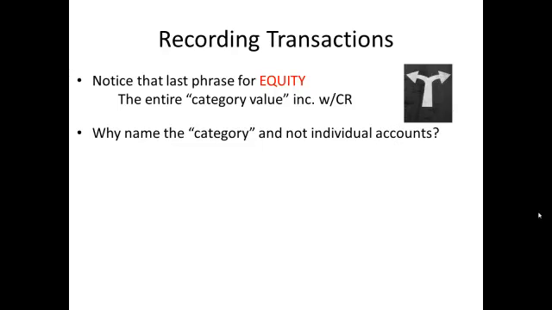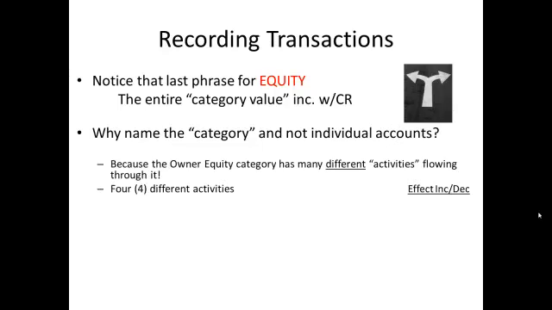Now again, notice that the last phrase for equity, I use the term intentionally, category value increases with credits. Why did I use the word category, not individual accounts? Simply because the owner equity category has different activities flowing through it. We track 4 different activities under the owner equity category. 4 distinct activities. First of all, we track owner investments. We increase the owner capital account directly. If the owner invests cash on the left-hand side, we increase the owner capital account on the right-hand side.